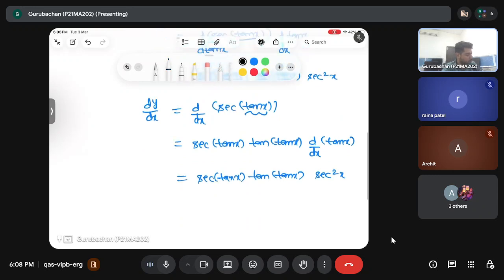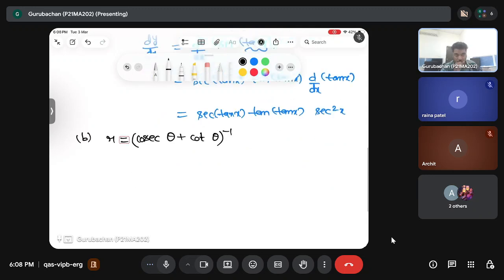So let me give you one more. r is equal to cosec theta plus cot theta inverse. So how to deal with it?